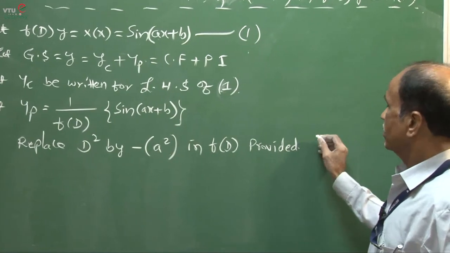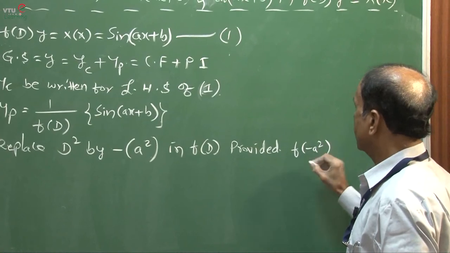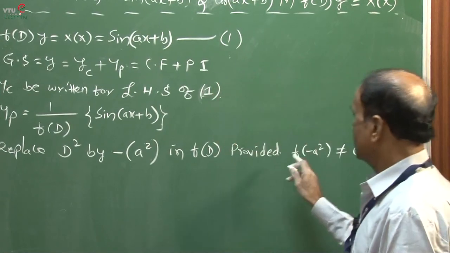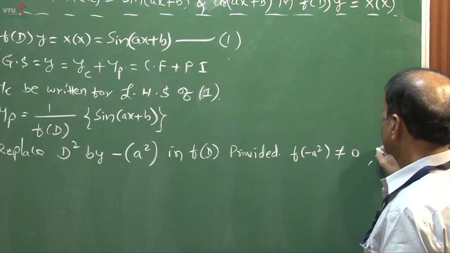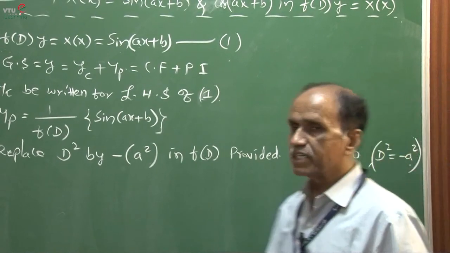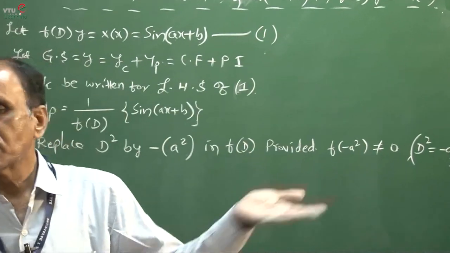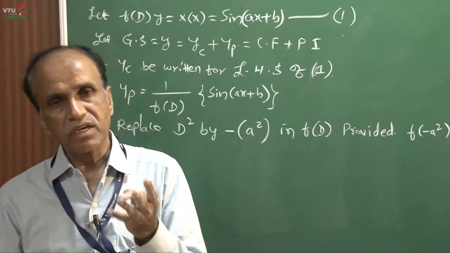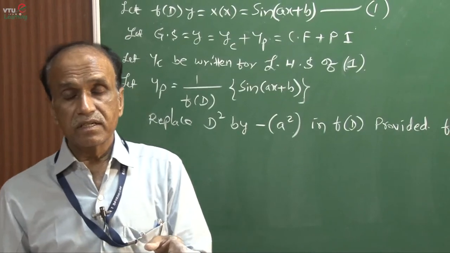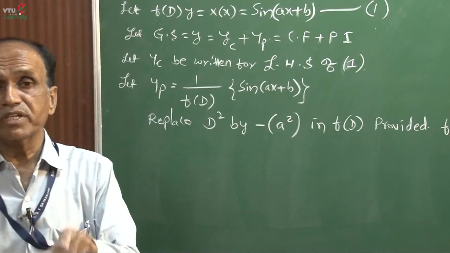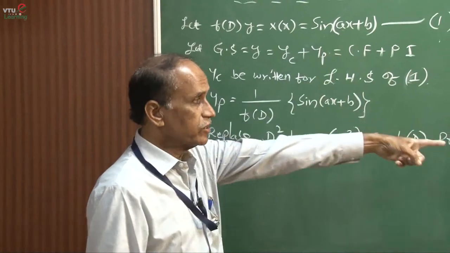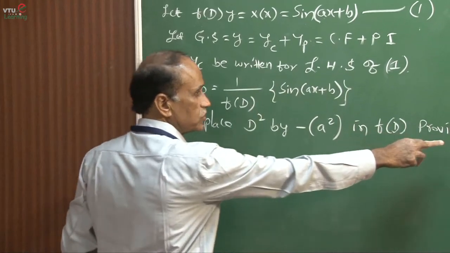That means f(-a square) is not equal to 0. That means, with D square equal to minus a square, here this is not leading to 0. f(D) may be in terms of D square or D cube or D to the power of 4 or something like that, plus other terms. But wherever D square comes, that term is to be replaced by the constant, whatever it is for the sine function as a, and you replace, provided that value is not equal to 0.